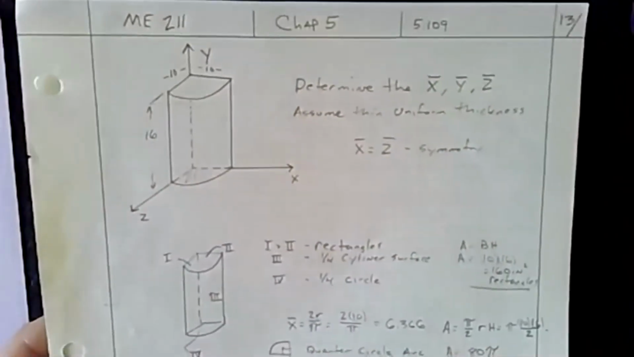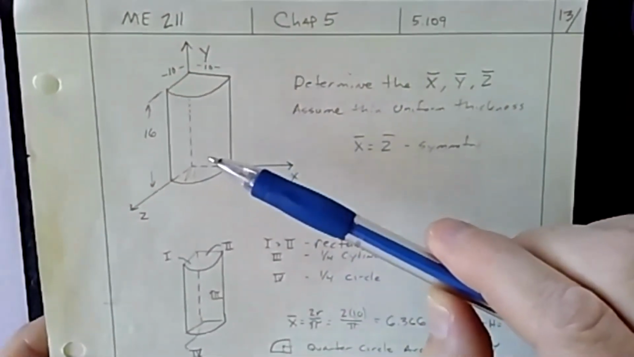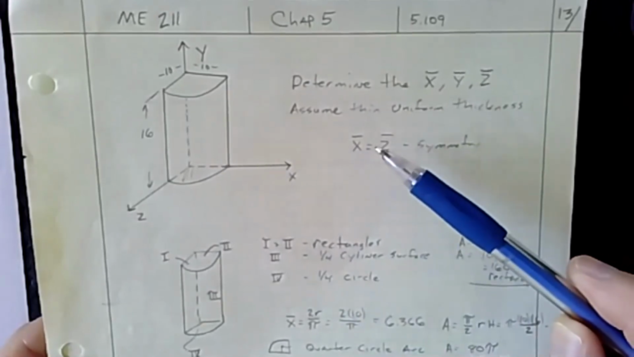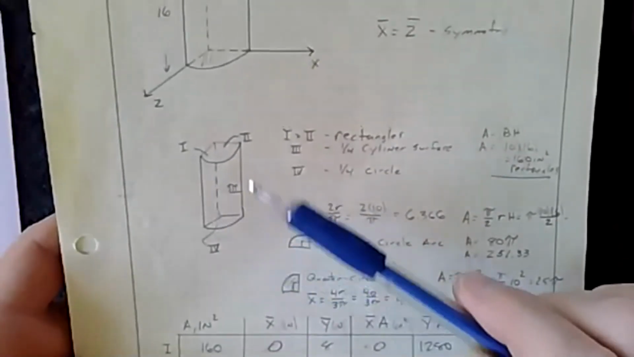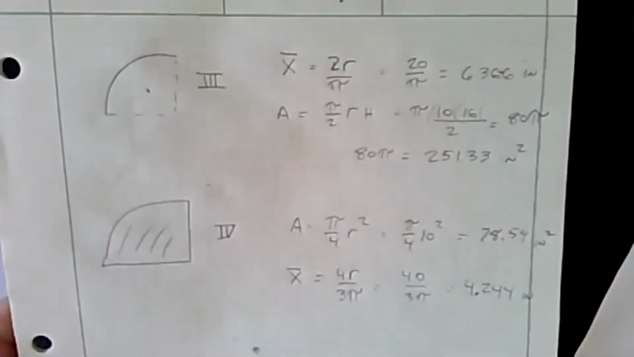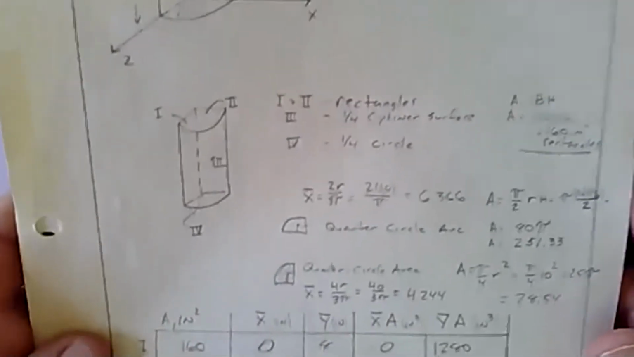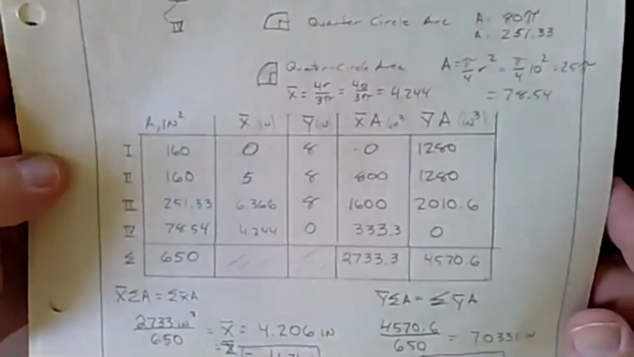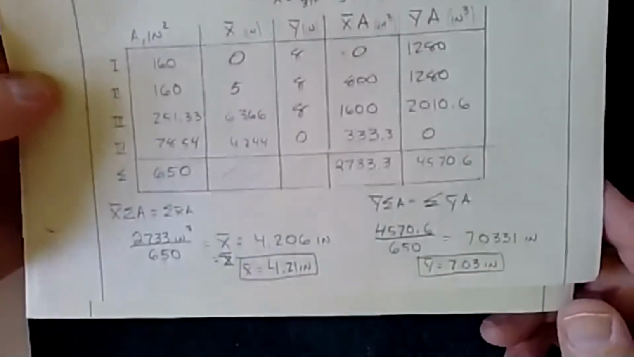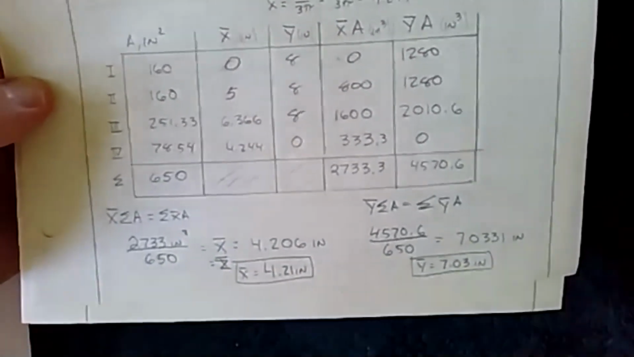Those are the two. So again, quick recap of this. We had these 4 surfaces. We knew X and Z symmetrical. I showed you on this sheet how I found the respective X bars and the areas for the quarter circles. For the 2 sides, that was easy because they're just rectangles. And then we just plugged everything in and we solved. We got our values.